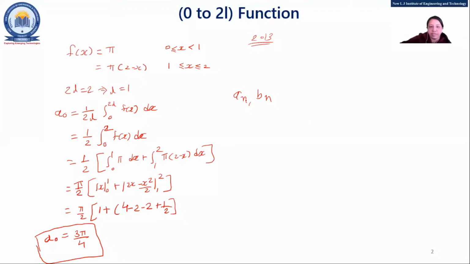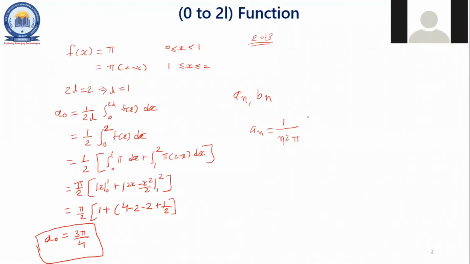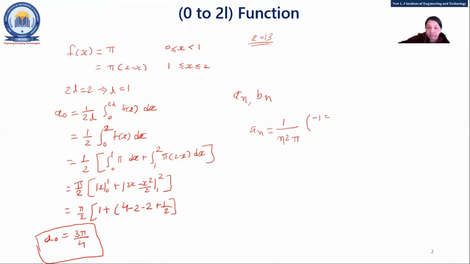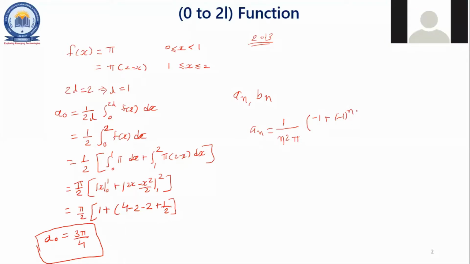Just a minute, I'll write it down. An equal to 1 upon n square pi into minus 1 plus minus 1 raised to n. Yes, ma'am, this is it. So you can write minus 1 raised to n first and then minus 1, that is also okay, fine.